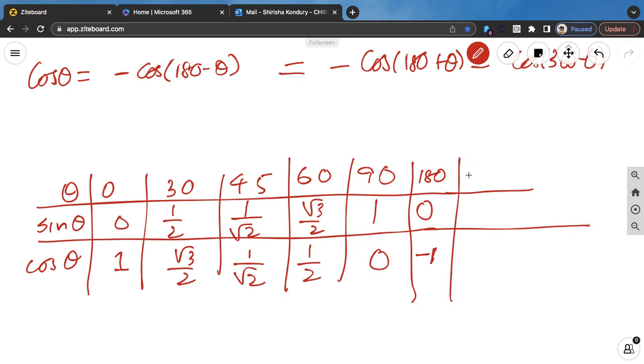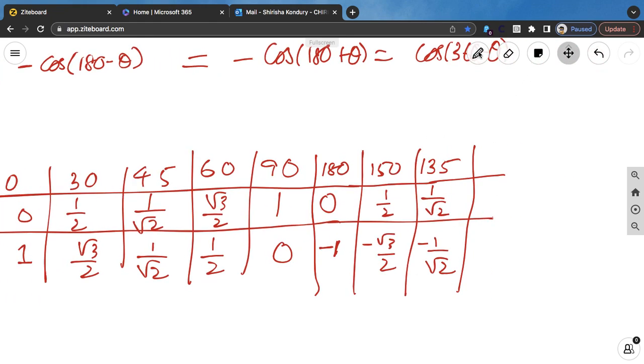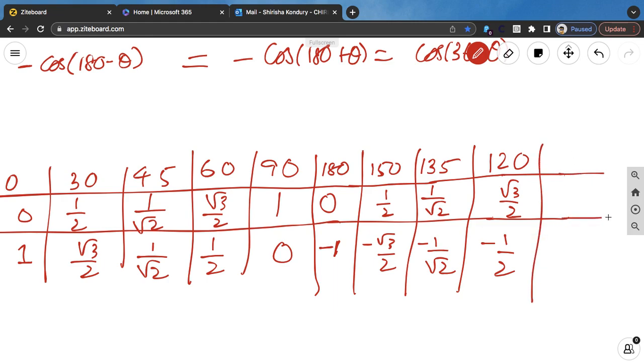I know 180 minus 30. Same value but with a negative sign. I know 180 minus 45. Same value, cos with a negative sign. I know 180 minus 60. And I know 180 minus 90, which is same as 90, so I'm not going to write.